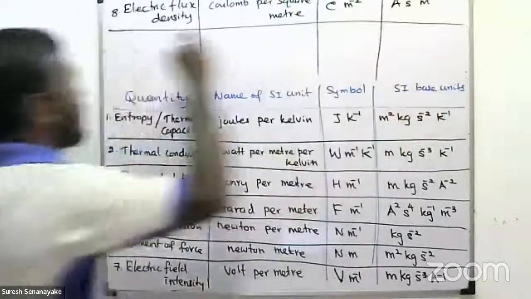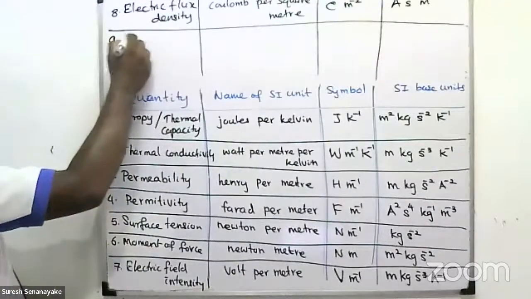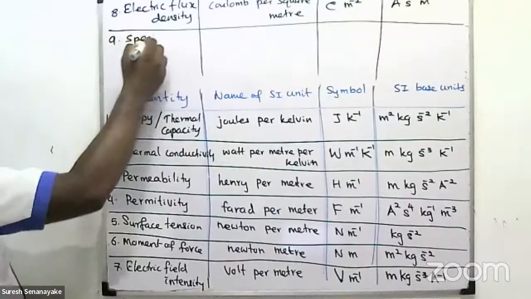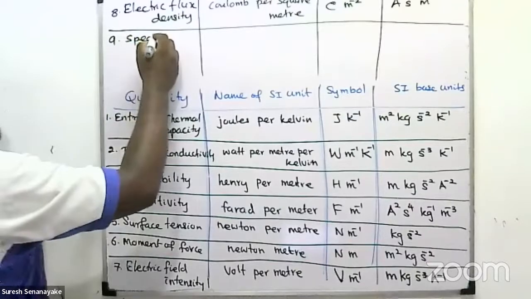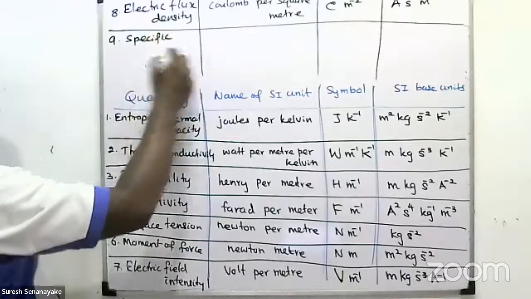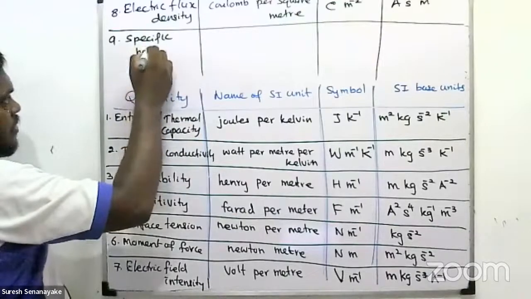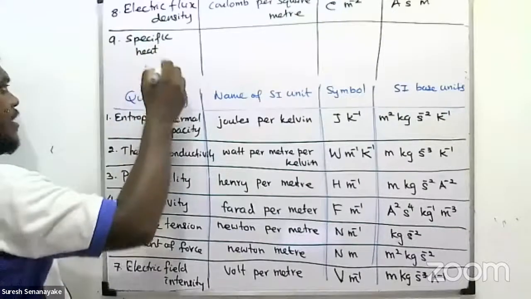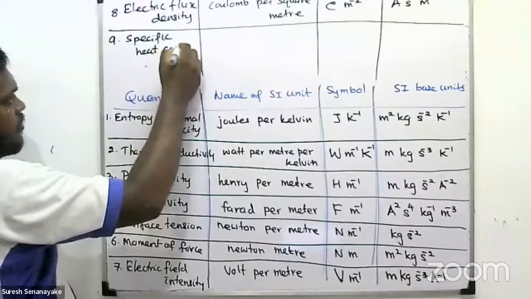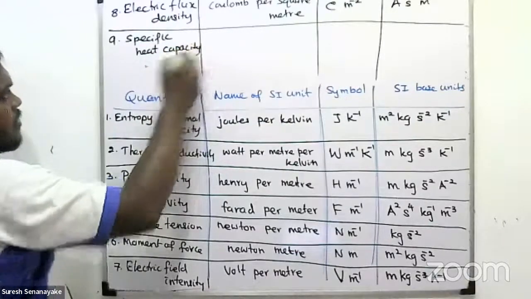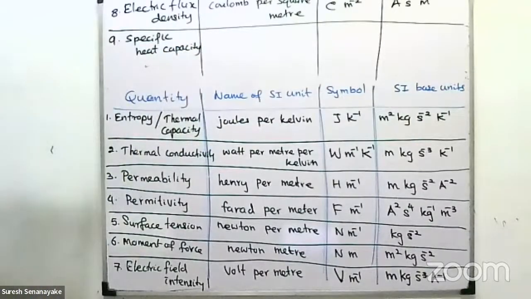Ninth, specific entropy or specific heat capacity. Specific entropy we can also write as specific heat capacity. So the familiar name is heat capacity, no? Specific heat capacity or specific entropy.